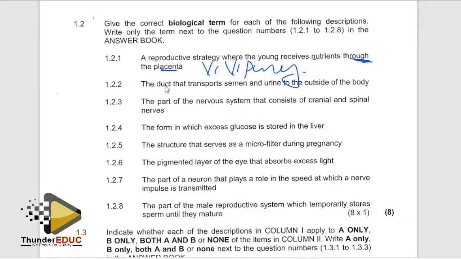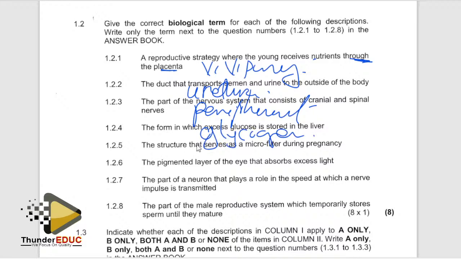We talked about it yesterday. They are saying the duct that transmits semen and urine, we talked about this: urethra. Then the part of the neuron that consists of the cranial and the spinal nerves. We talked about this yesterday. It is the peripheral nervous system. They're saying the form in which excess glucose is stored in the liver is glycogen.